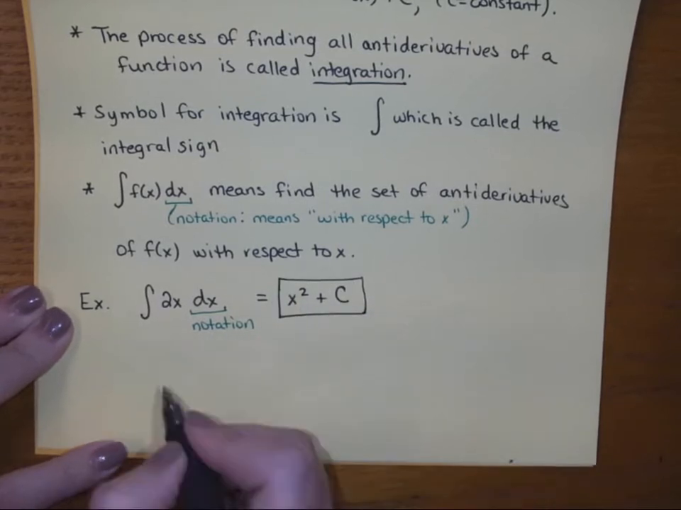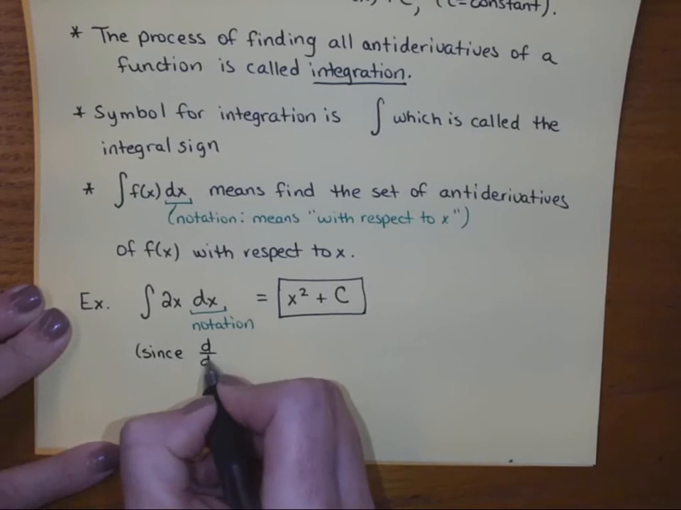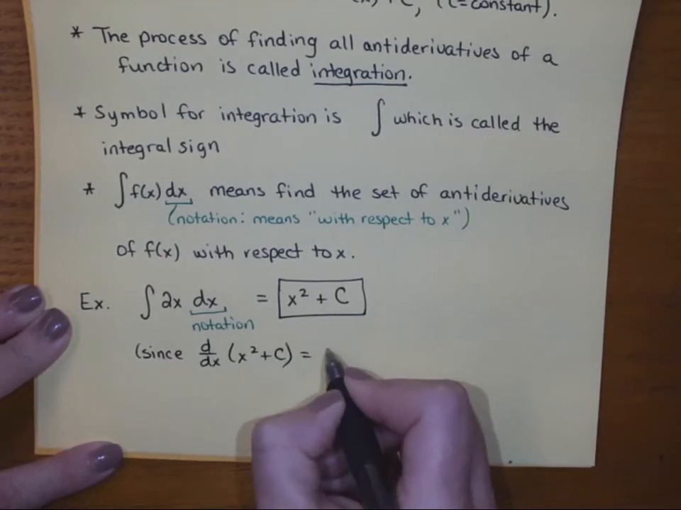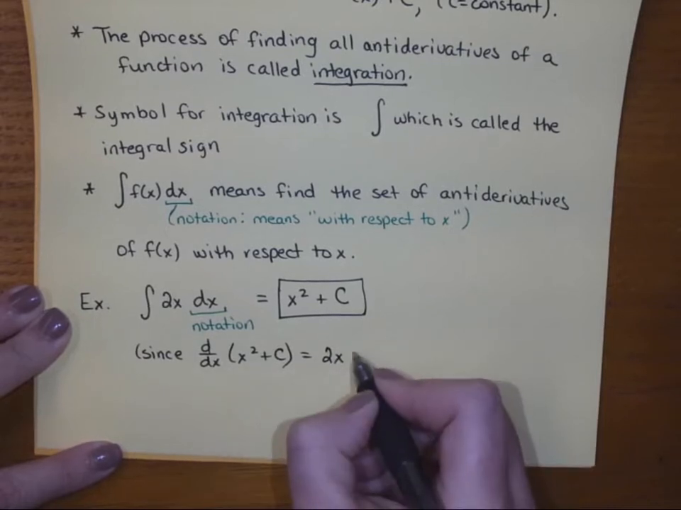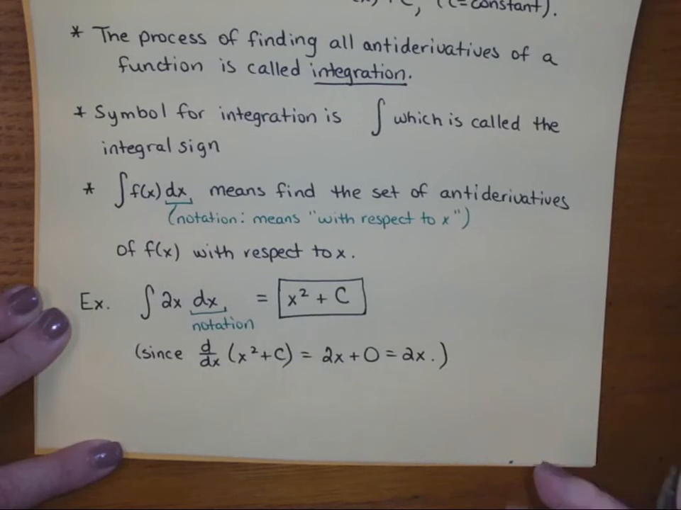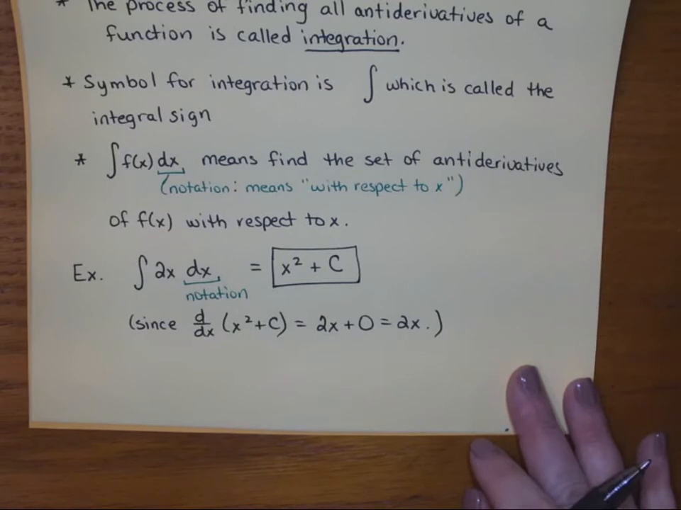Okay, so this would be the answer, but the reason it's the answer is because if you take the derivative of x squared plus c, notice you get 2x if you do the power rule right. The derivative of a constant is 0, so you just get 2x. So it's like working backwards. It's like I already know what the derivative is, and I'm trying to backtrack and get the original function.